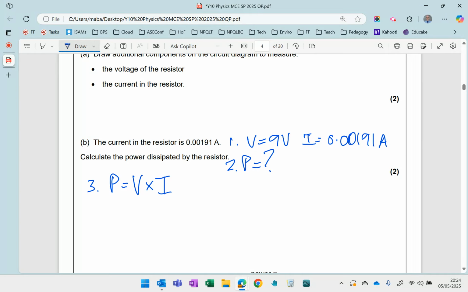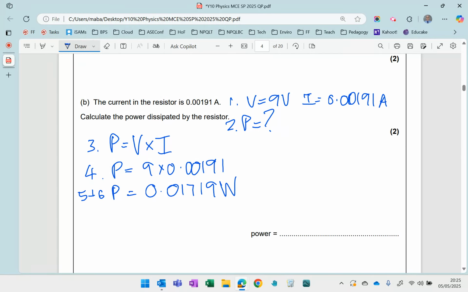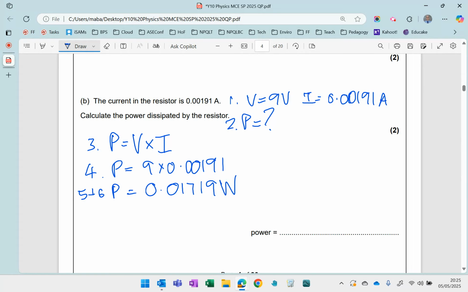Now we're on to step 3. There's the formula that links those 3 variables together. Okay, and we've got 9 times by 0.00191. And if you put that in a calculator, steps 5 and 6, here's the answer in the units coming up. You're going to get 0.01719 watts.